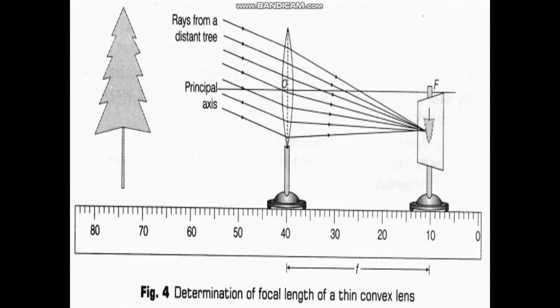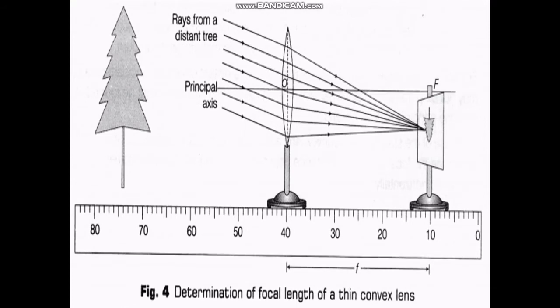So here you can see that a convex lens is placed, right? The light from this distant object, a tree, is passing through the lens. It is converged, and we can see an inverted image of the tree being obtained on the screen. So keeping in mind that when light rays from infinity pass through the lens, they converge at the focus, the distance between the convex lens and the screen will be the focal length. So this is the focal length.